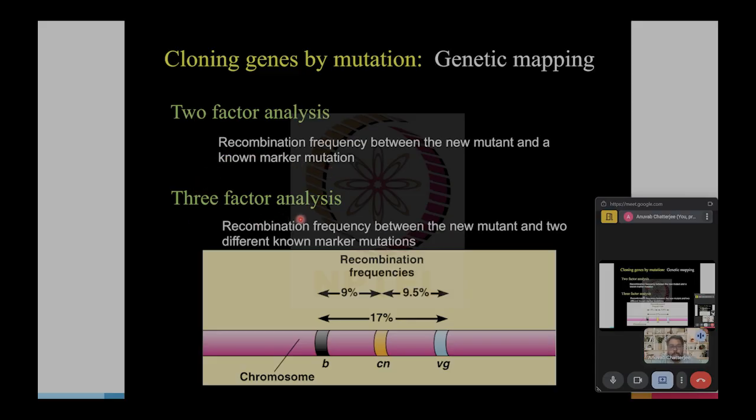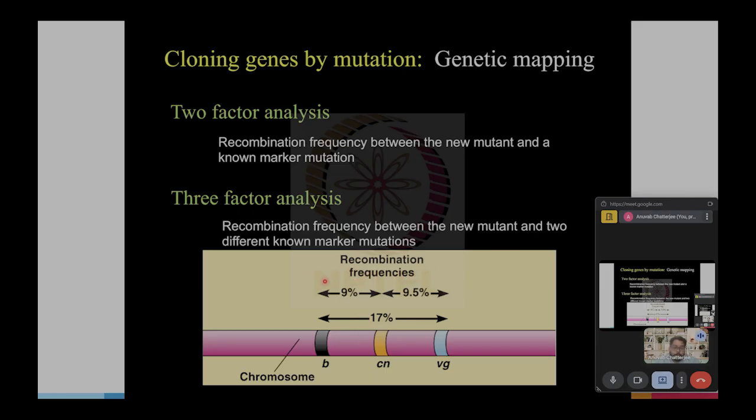So what you do is figure out the recombination frequency of the new mutant allele along with two different markers. In this example, say our mutation was in CN, and black and vestigial, these two are our known markers. So you figure out the recombination frequency between black and CN, which comes down to 9%, CN and vestigial, which comes down to 9.5%, and you know between black and vestigial it is 17%, because they are known genes and known markers.